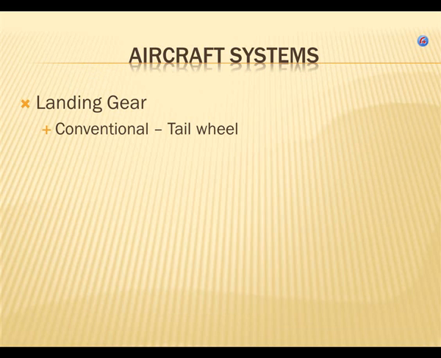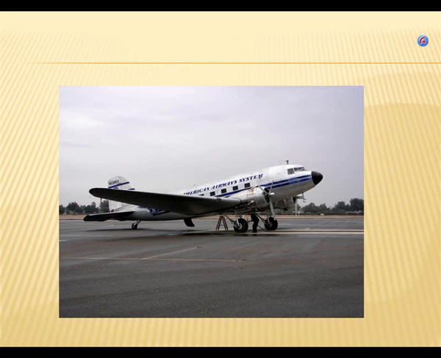Okay, landing gear. We talked just earlier about the fact that if you pay close enough attention, you might be able to tell the difference between conventional, which means a tail wheel, and retractable, and tricycle gear, which means a nose wheel. So here's a conventional tailwheel airplane.